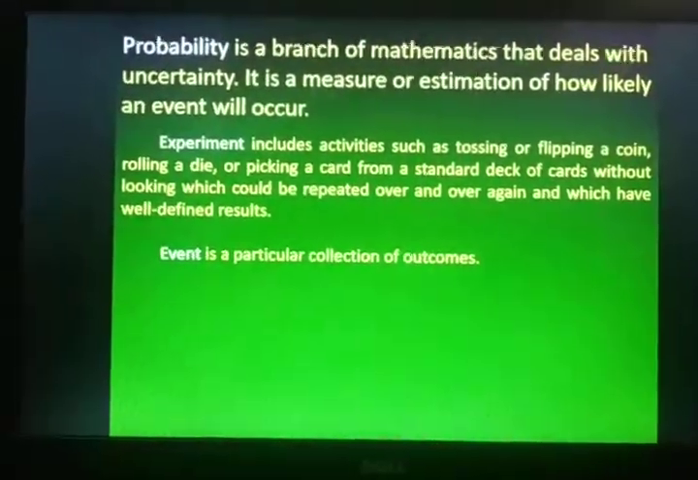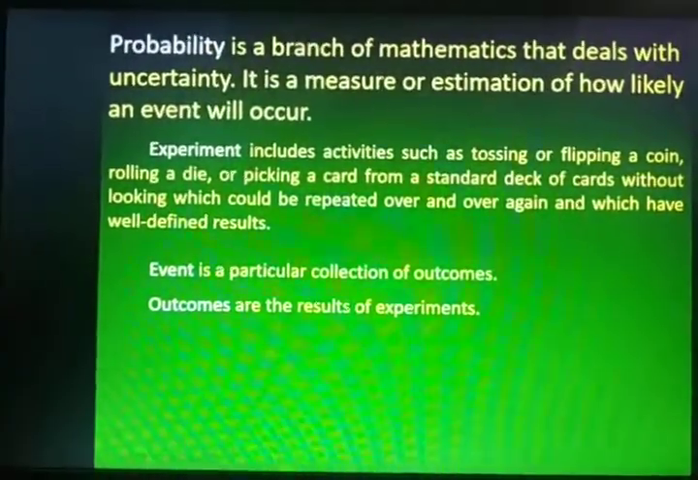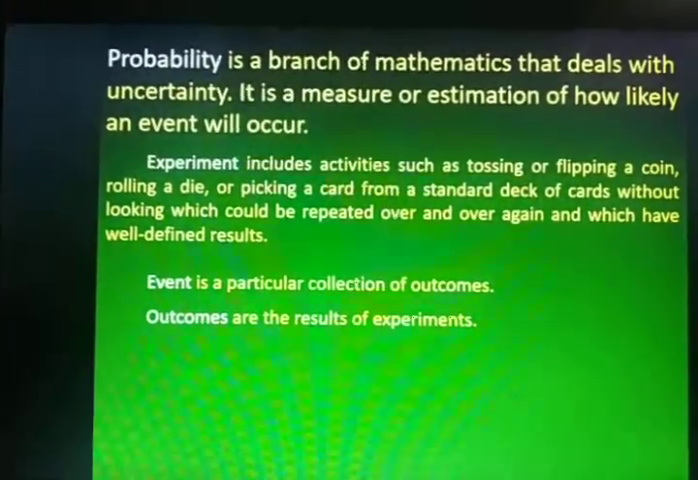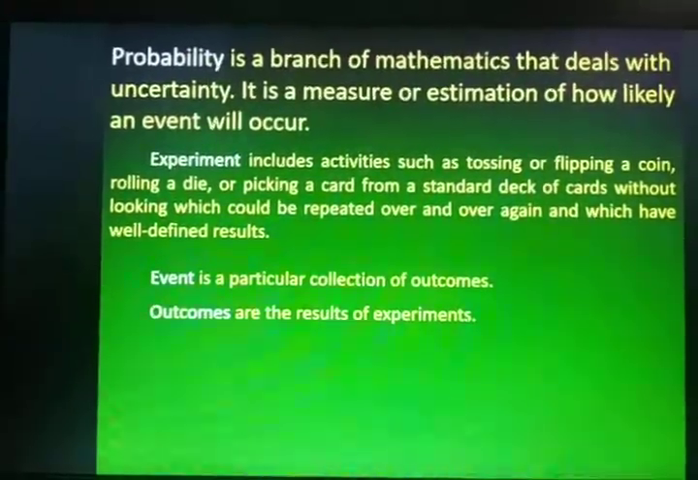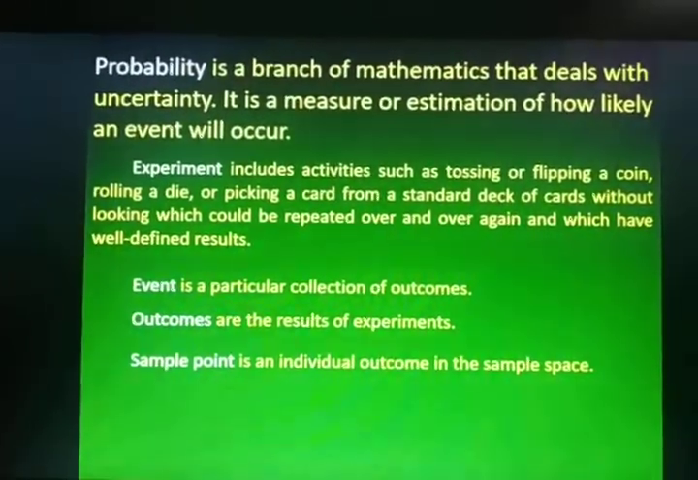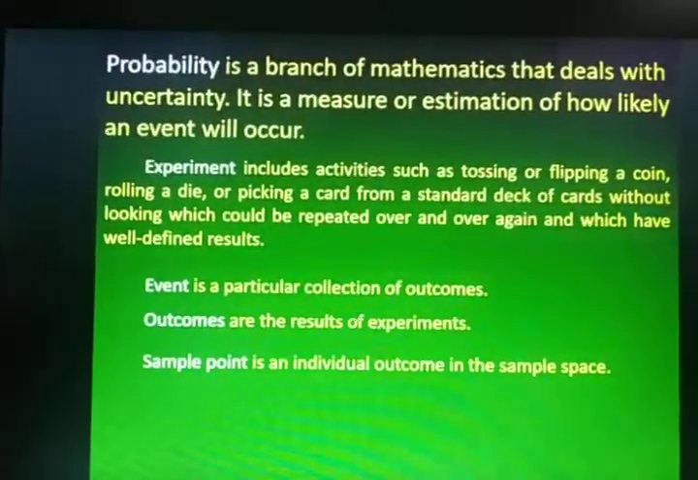Let me give you examples later. Also we have outcomes. Outcomes are the results of experiments. Literally, whatever comes out is the outcome. Sample point. A sample point is an individual outcome in the sample space. The sample point is what can possibly come out.